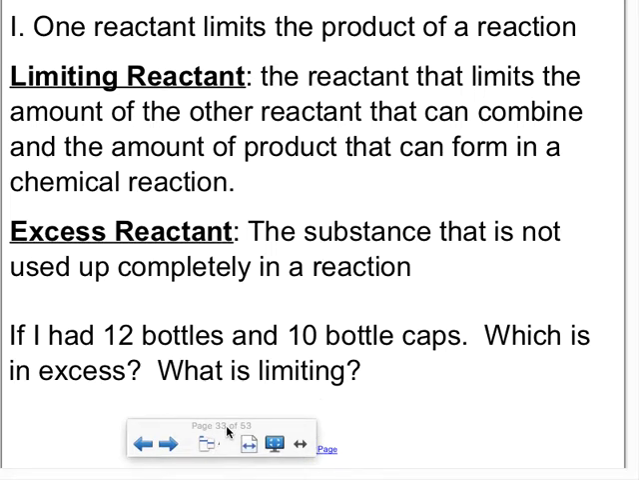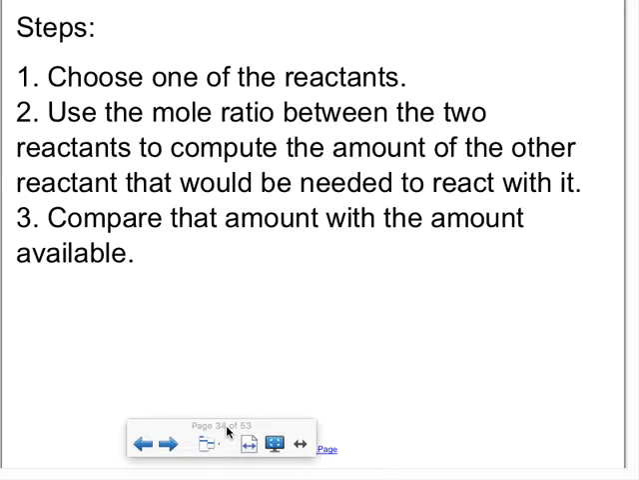So the limiting reactant is a reactant that limits the amount of the other reactants and the amount of product that can be formed in that chemical reaction. The excess is the reactant that's not used up completely in a reaction. So if I had 12 bottles and 10 bottle caps, which is excess? You would say the bottles are. What's limiting? Well, bottle caps, because I ran out of them before the bottles.